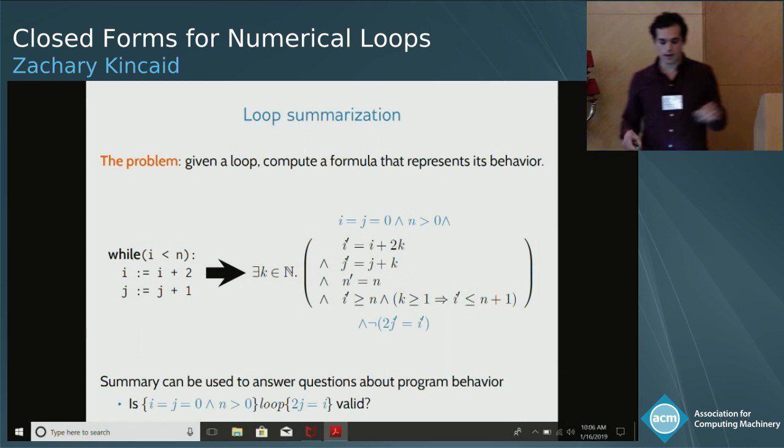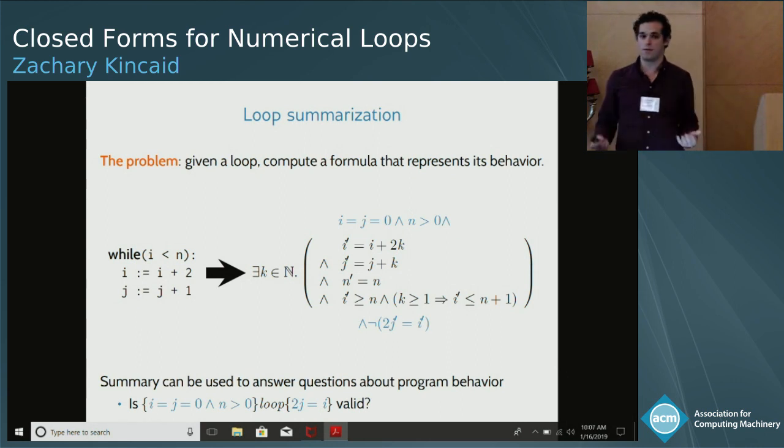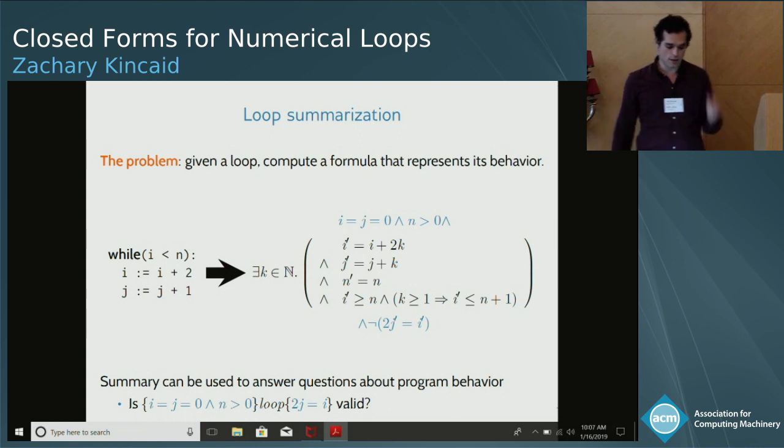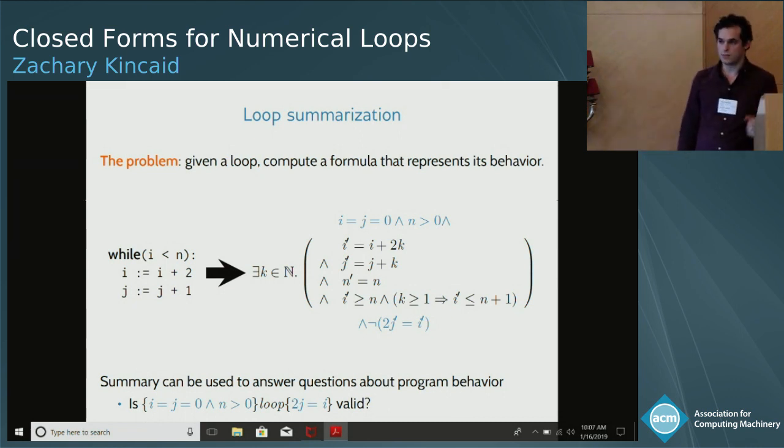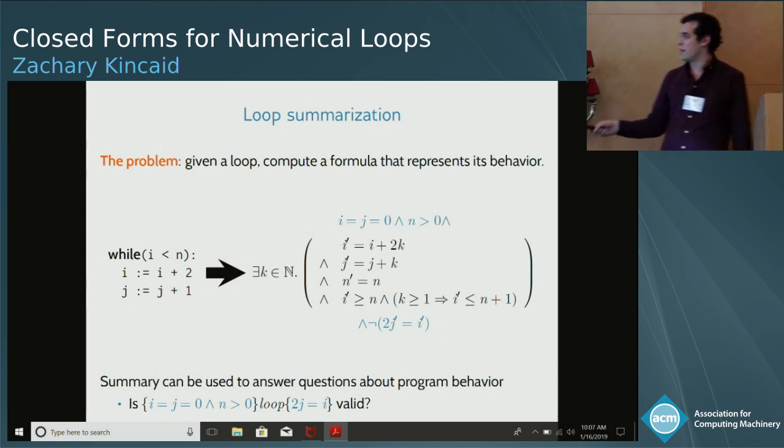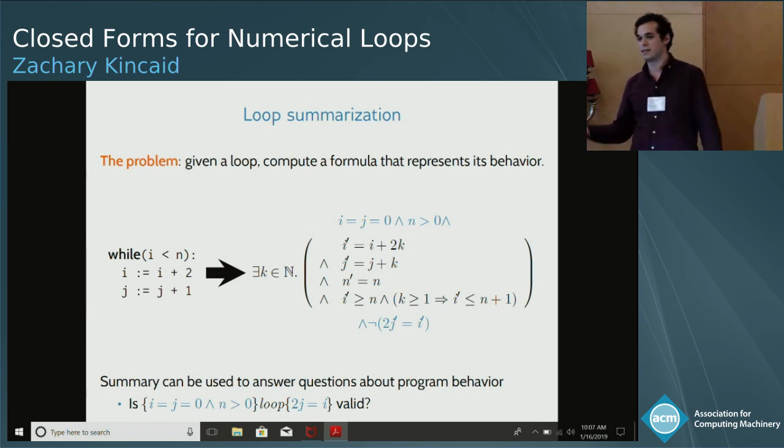So once I have a summary, I can use it to answer questions about the behavior of my software. So for example, I might check whether my loop satisfies a partial correctness specification by conjoining the precondition to the summary along with the negation of the postcondition and asking a theorem prover whether this is satisfiable.